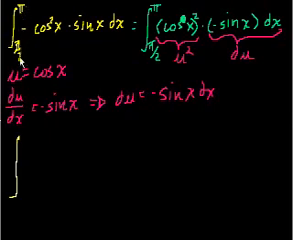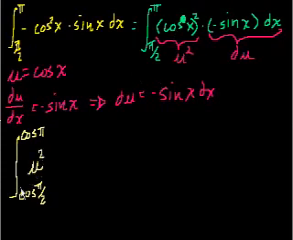Well, when x is equal to pi over 2, u is equal to cosine of pi over 2, right? Because u is just cosine of x. And then when x is pi, u is going to be cosine of pi. And now the fun part. Cosine of x squared, well, that's just the same thing as u squared. And minus sine of x dx, that's the same thing as du.